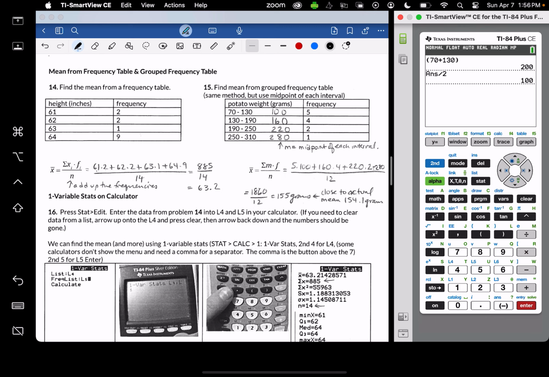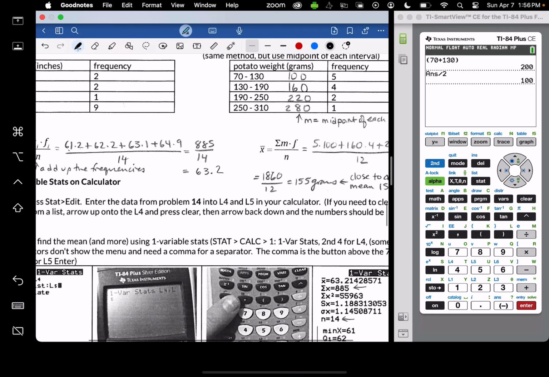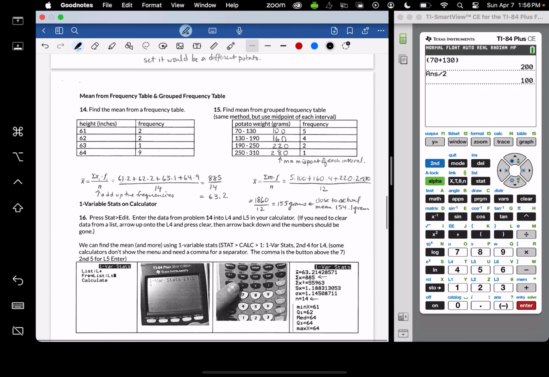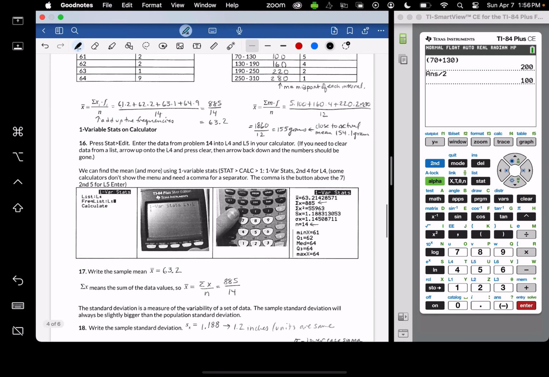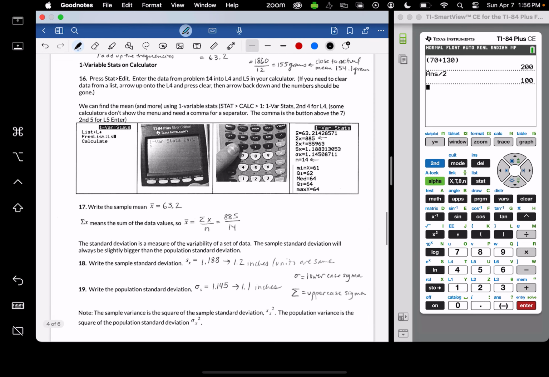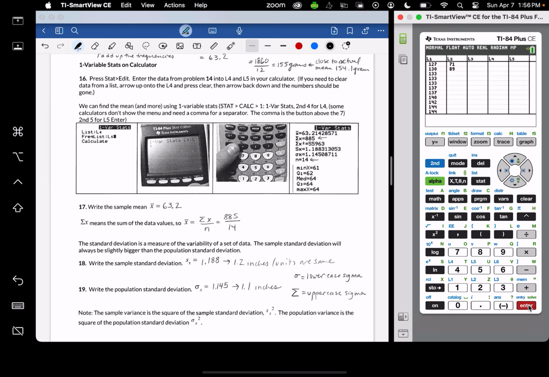The next part of this is to, let's see if I can get this to scroll. There we go. Can we do this process on the calculator? So I'm going to press clear, and then I'm going to press stat, and then enter for edit. And I'm going to enter the data from problem 14 into L4 and L5 on your calculator. So right now I already have data in L1 through L3.